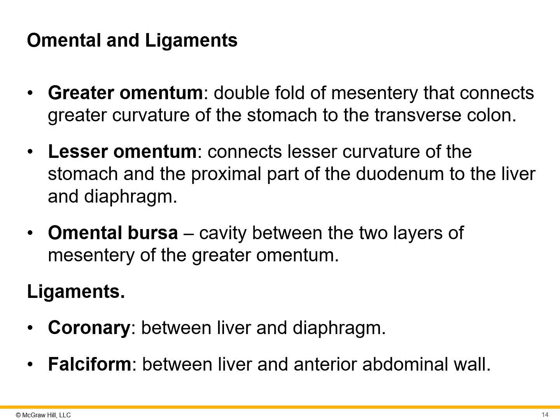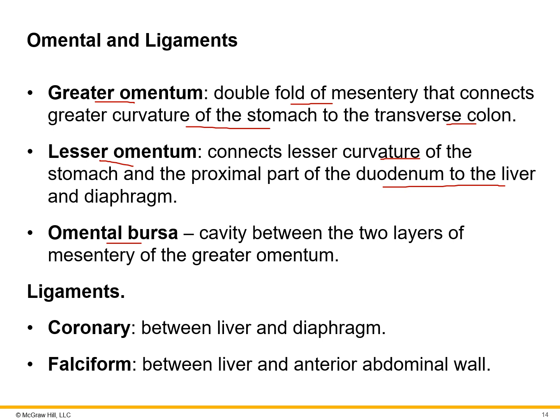There are what are called omentum. So we have the greater and the lesser, as well as the omental bursa. The greater is a double fold of this mesentery, connecting the greater curvature of the stomach to the transverse colon. And then the lesser, again, we have connective tissue here. This is going to be for the curvature of the stomach to the proximal part of the duodenum, and then to the liver and diaphragm that connect those.